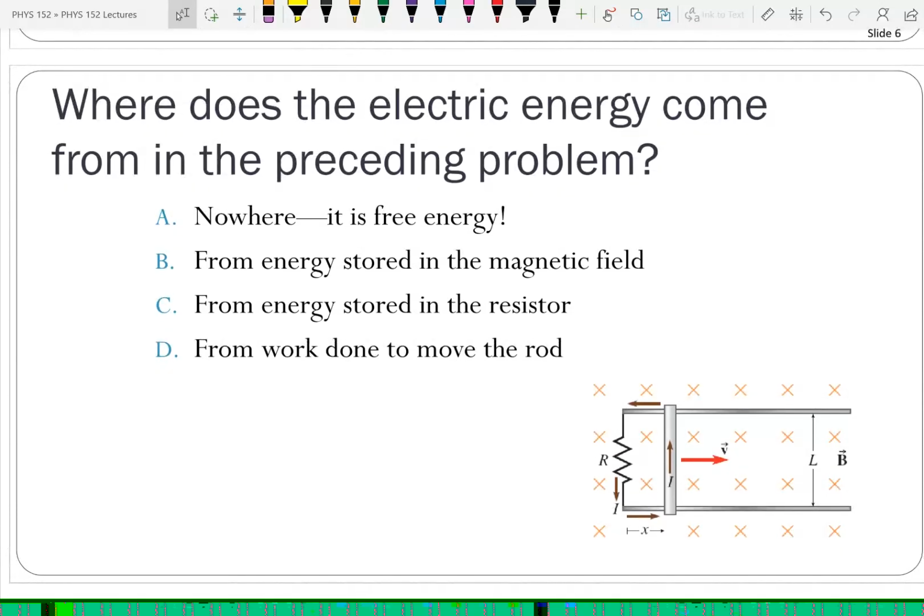Okay, first of our clicker questions. Where does the electric energy come from in the problem of this rod moving to create current that is dissipated through this resistor?